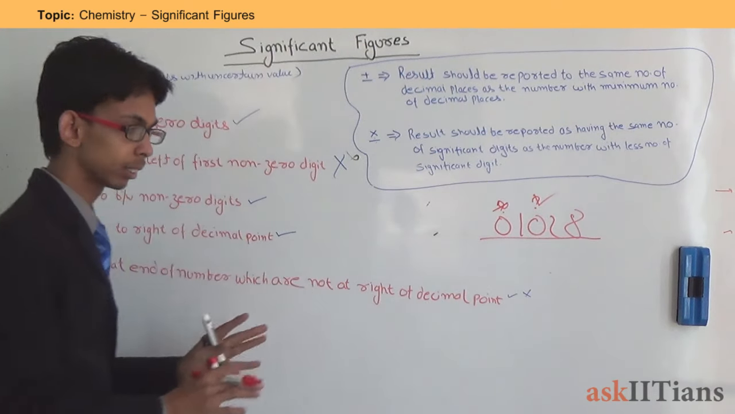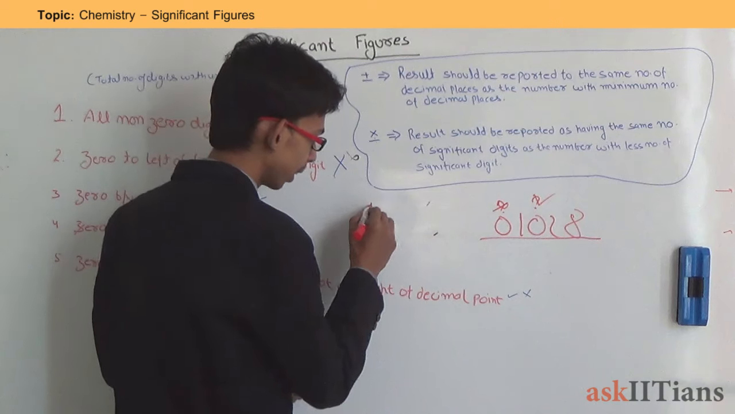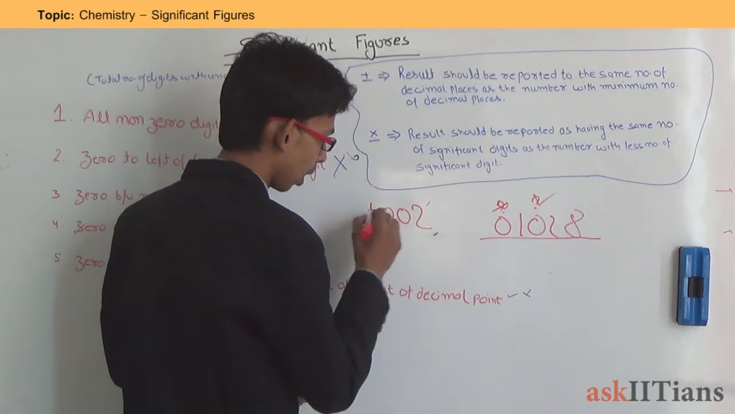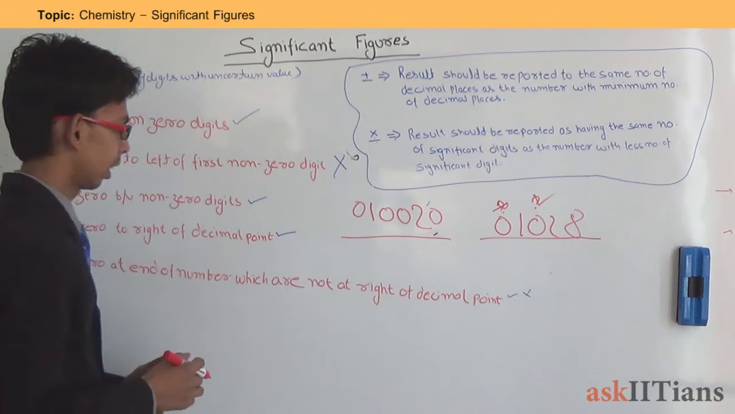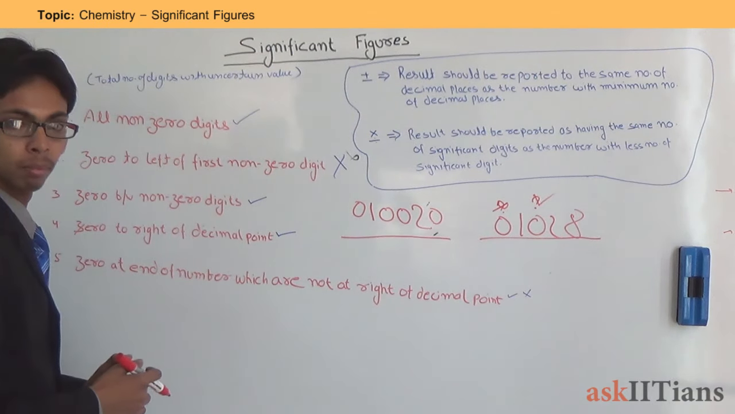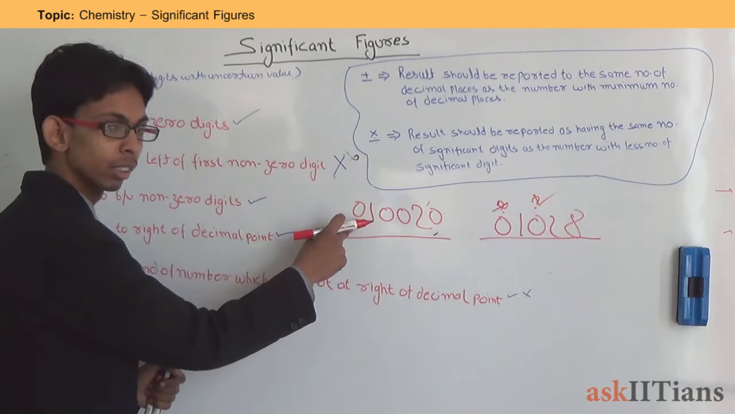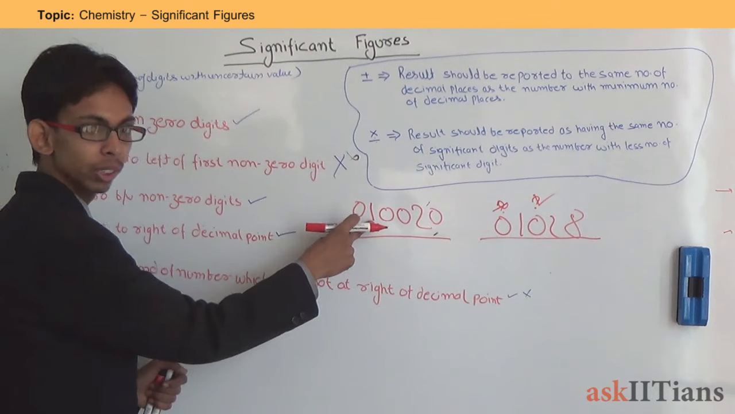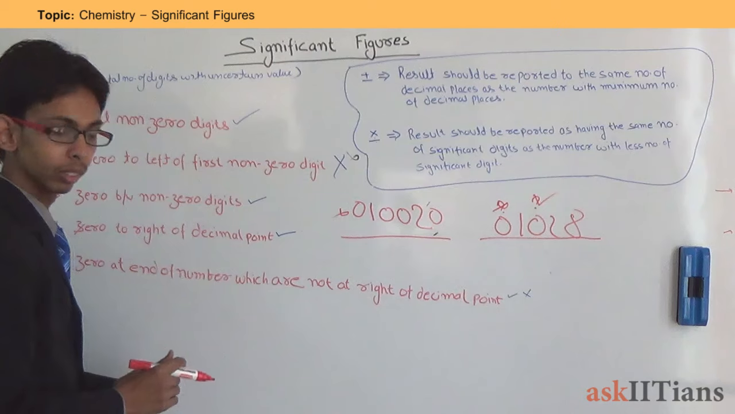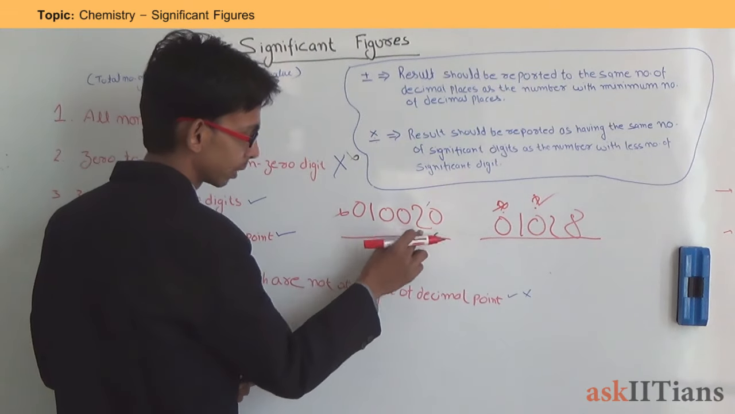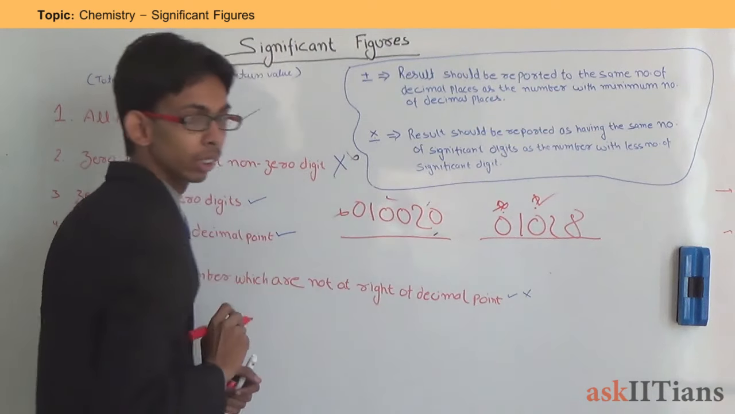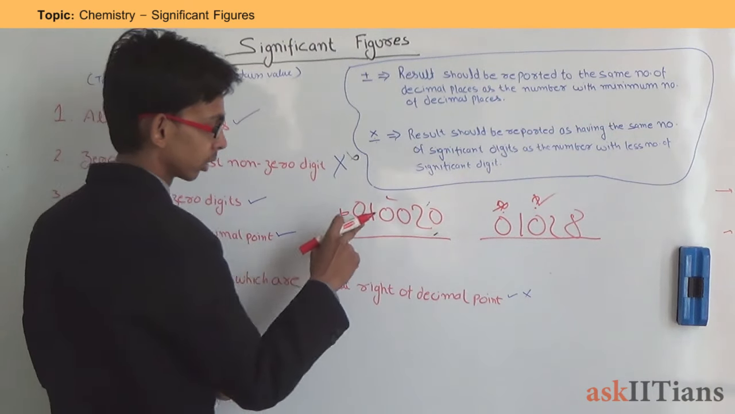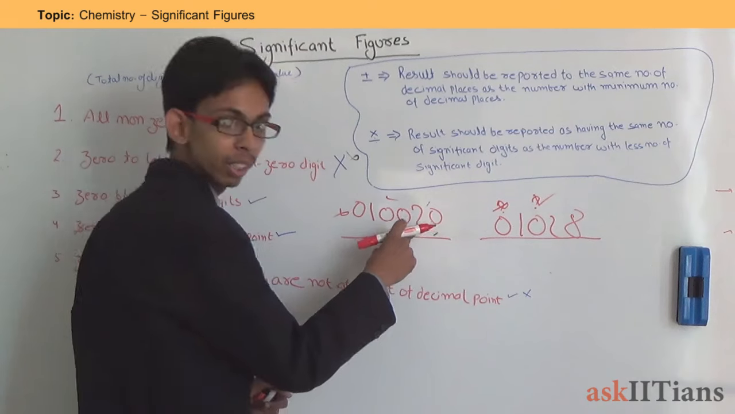Hope this is clear. So now could you tell me how many significant figures are there in this number? This zero is on the left side of the first non-zero digit, so it will not be significant. These two zeros are present between two non-zero digits, so these two will be significant. So 1, 2, 3, 4 significant digits.